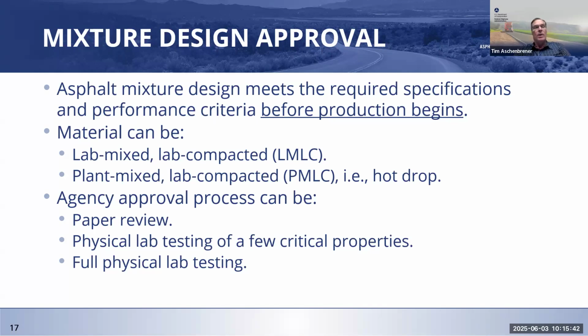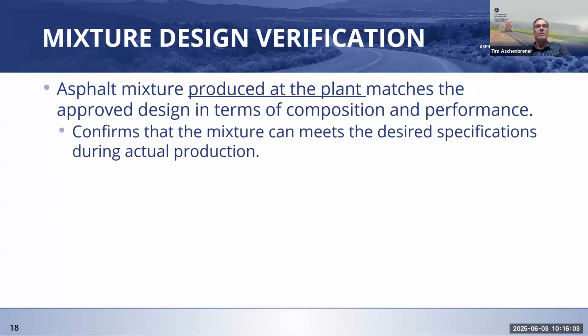My personal favorite is the one in the middle, where there's physical lab testing of a few critical properties. An agency there would do a paper review for most of the information, but then take time to run physical testing on some of those tests that take longer, like the ignition furnace correction factor, or perhaps the bulk specific gravity of the aggregate. But they're all approval processes that are used around the country and certainly all acceptable.